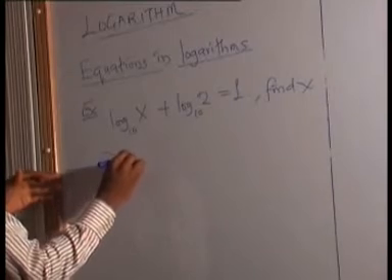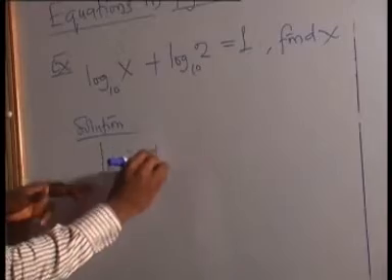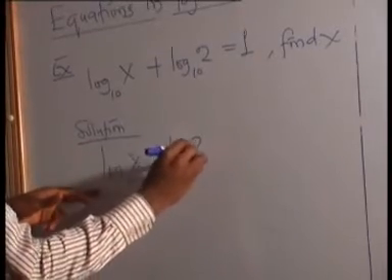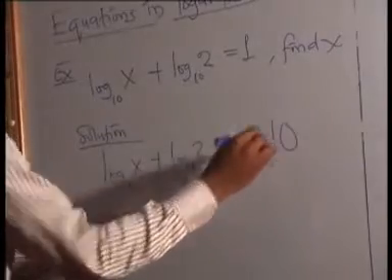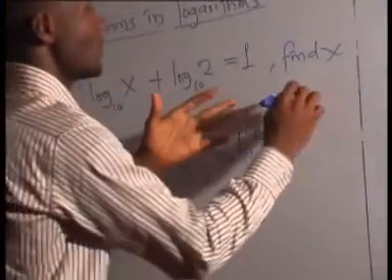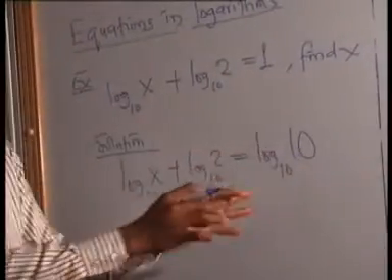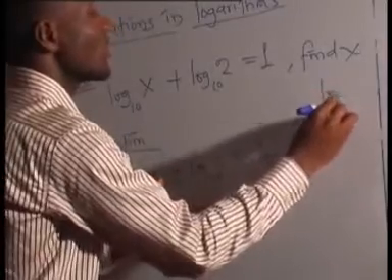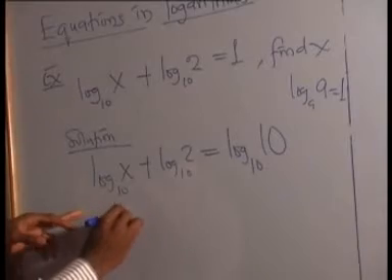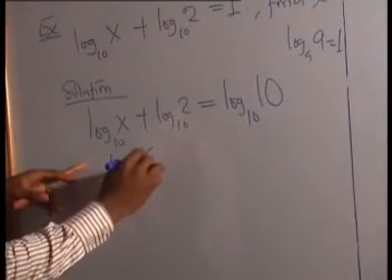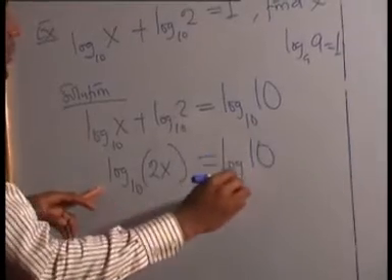The solution. If you have the logarithm of x to base 10 plus the logarithm of 2 to base 10, we can say the same thing as saying the logarithm of 10 to base 10 is 1. Hope you still remember that: if you have the same log and the base, it is 1. So we can put log 10 there. Then if we use our law, you join 2 and x, so you have log of 2 times x.